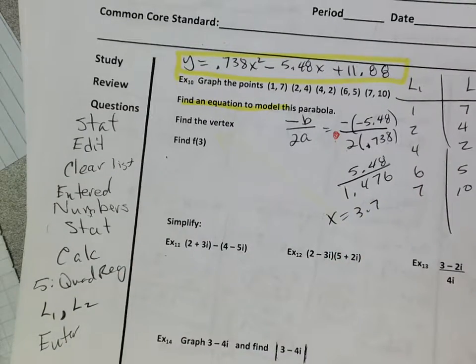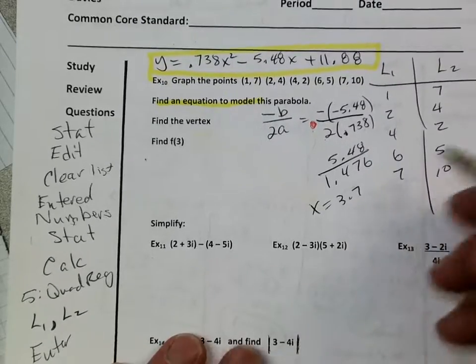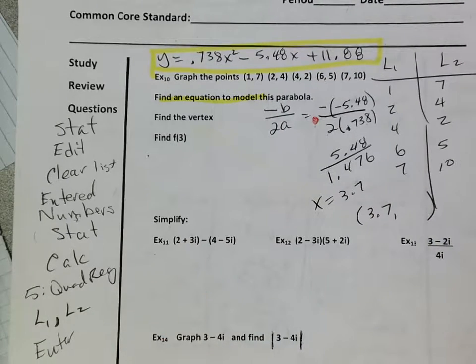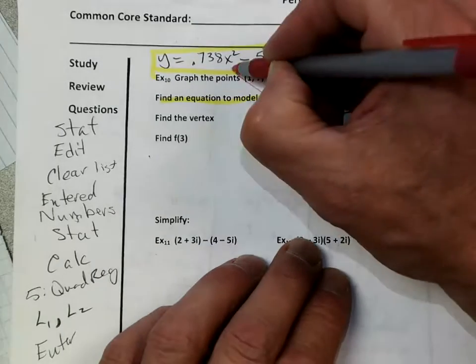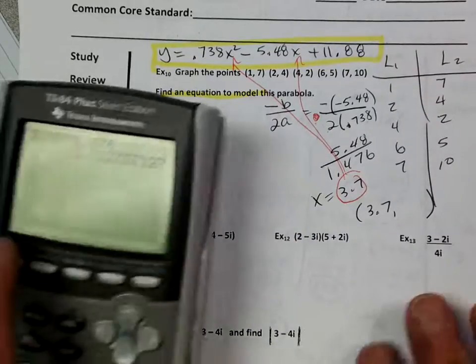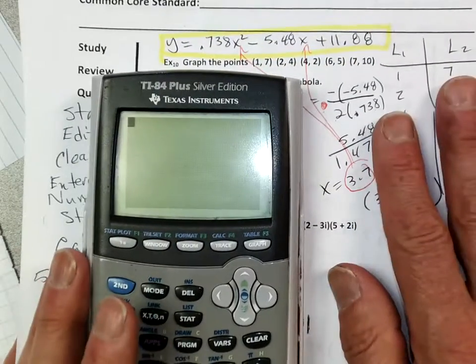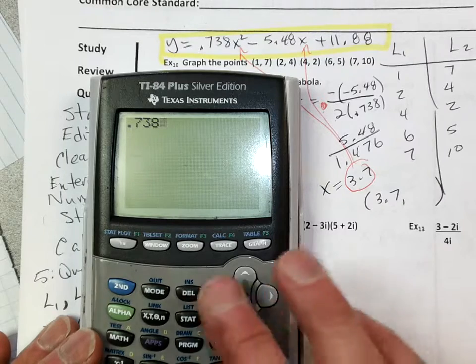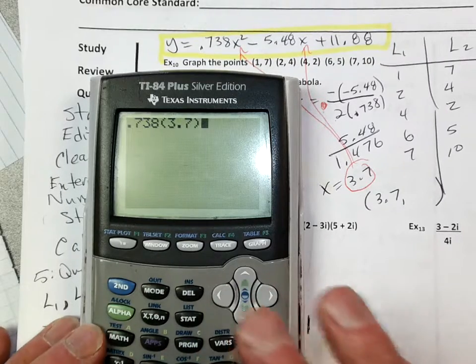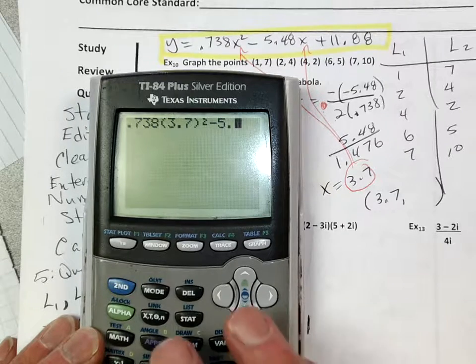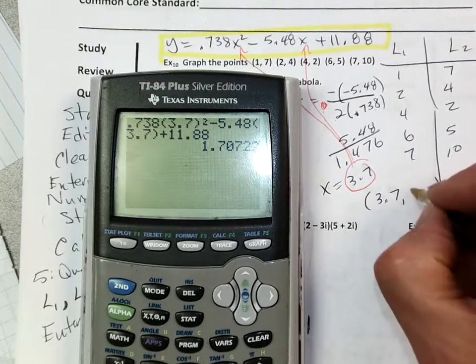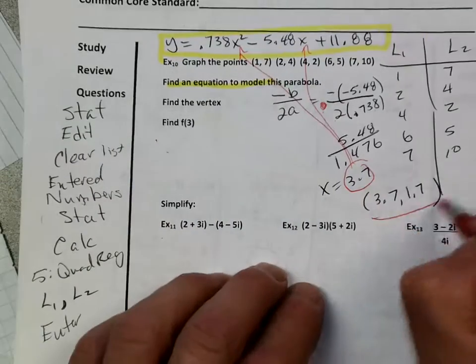Now to do the vertex, you've got to get the corresponding y value. So the vertex is going to be 3.7, something. To get the something, we put the 3.7 in for x. I'm going to use my calculator: 0.738 times 3.7 squared minus 5.48 times 3.7 plus 11.88, and I get an answer of about 1.7. So here's my vertex. I'm going to circle that.